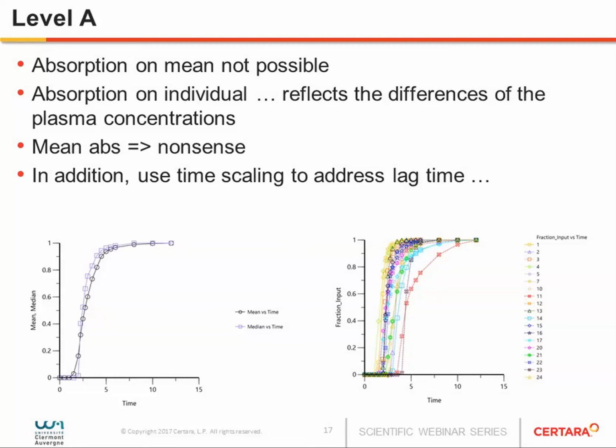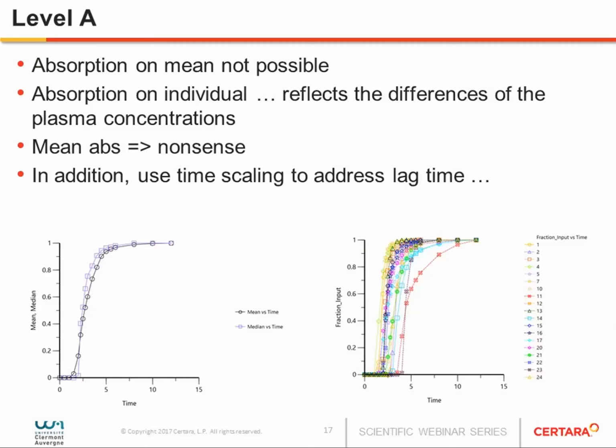So what I can do, and that is on the right panel of this slide, is I can do each individual absorption curve for each subject. And you can see that in this case, I have 24 absorption curves. Those curves have different lag times. Some subjects have a lag time of 1.5 to 2 hours, and other subjects have a lag time up to 4 hours.